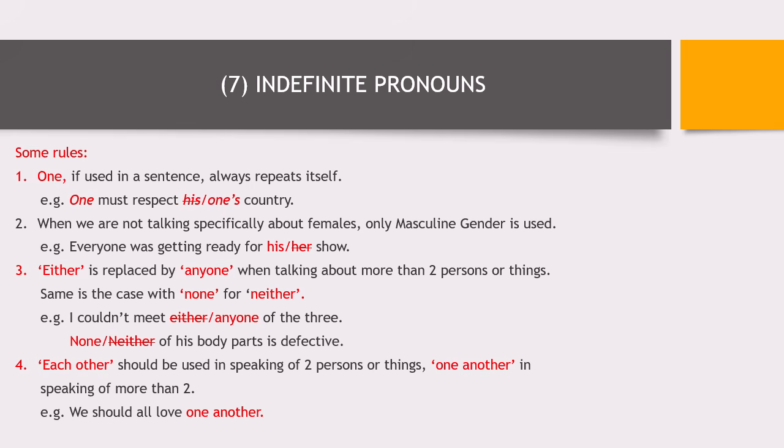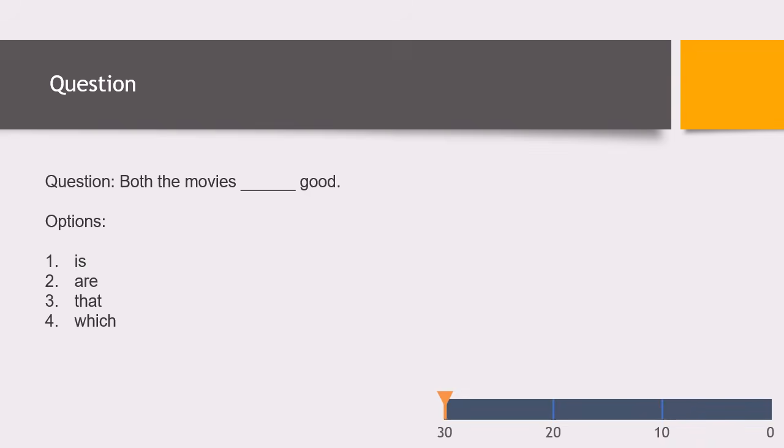Example. I couldn't meet any one of the three. None of his body parts is defective. 4. Each other should be used in speaking of two persons or things. One another, in speaking of more than two. Example. We should all love one another.